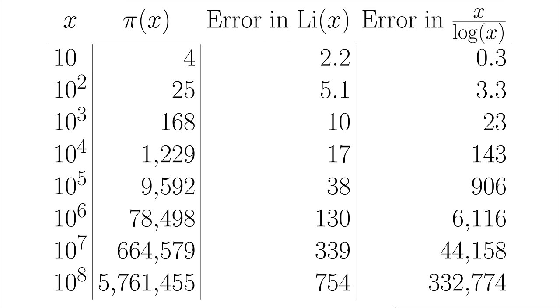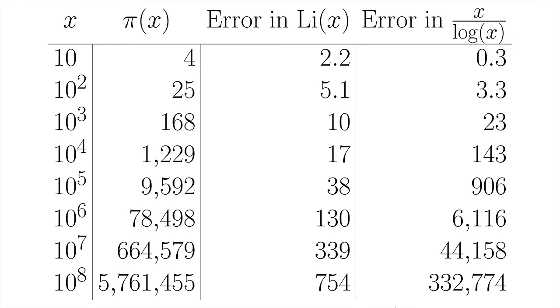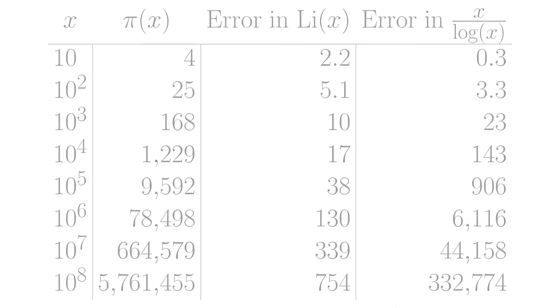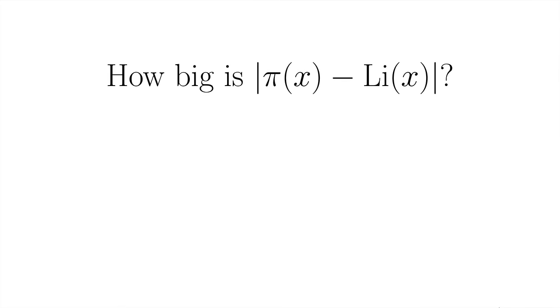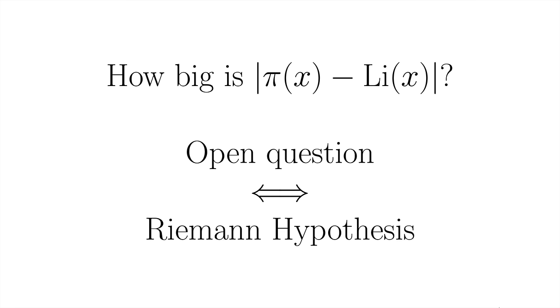Two, wow, this is actually a pretty good approximation. You can see that here. But even though it's a pretty good approximation, there's still some mystery left here in terms of how big this error is. So the question, how big is this error, is actually a very big open question. So when I say this is a big open question, what exactly do I mean? Well, in fact, it turns out that this big open question is exactly equivalent to answering the Riemann hypothesis. So if you prove the Riemann hypothesis is true, it gives you a very specific answer to how big this error is. If you prove the Riemann hypothesis is false, it also gives you a very specific answer to how big this error is.